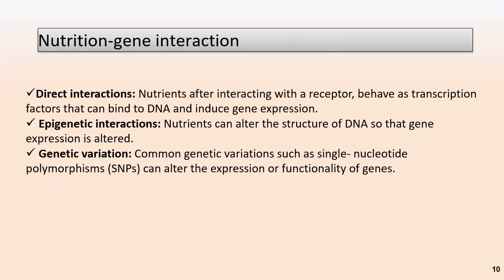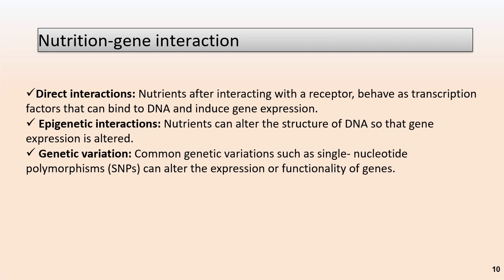Next, we are going to discuss nutrition and gene interaction. There are basic types of nutrition and gene interaction. First is the direct interaction. In direct interaction, a nutrient, after interacting with receptors, behaves as a transcription factor that can bind to DNA and induce gene expression.